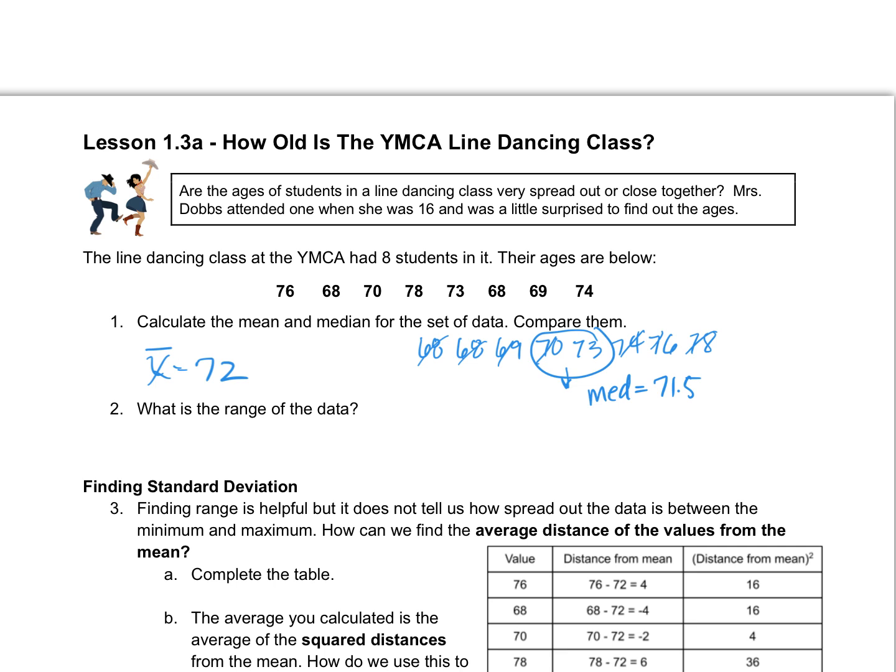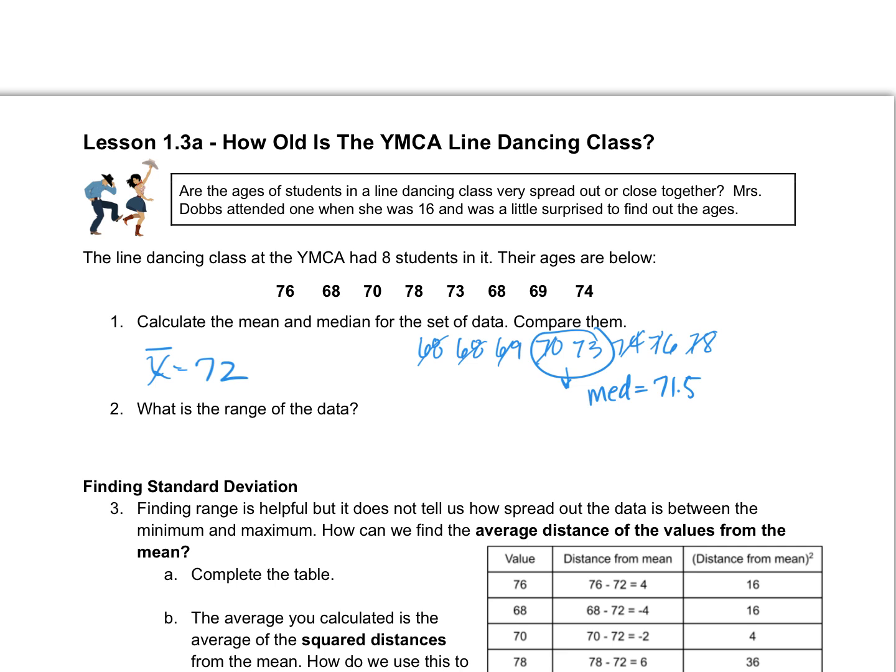All right, so now look at them. What would you say about the X bar and the median? How do they compare? Pretty darn close, aren't they? So if I had to make a dot plot, what shape would it be? Symmetric, and you know that because the mean and the median are pretty much the same. All right, good.